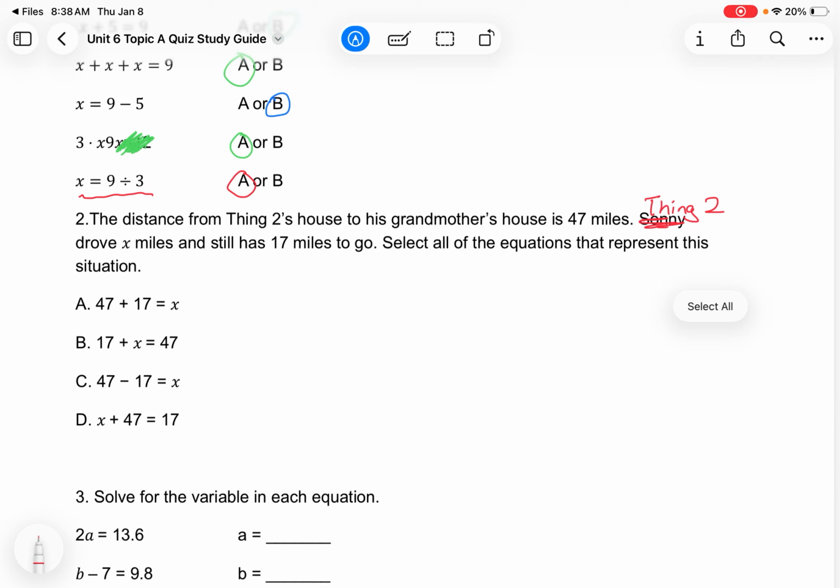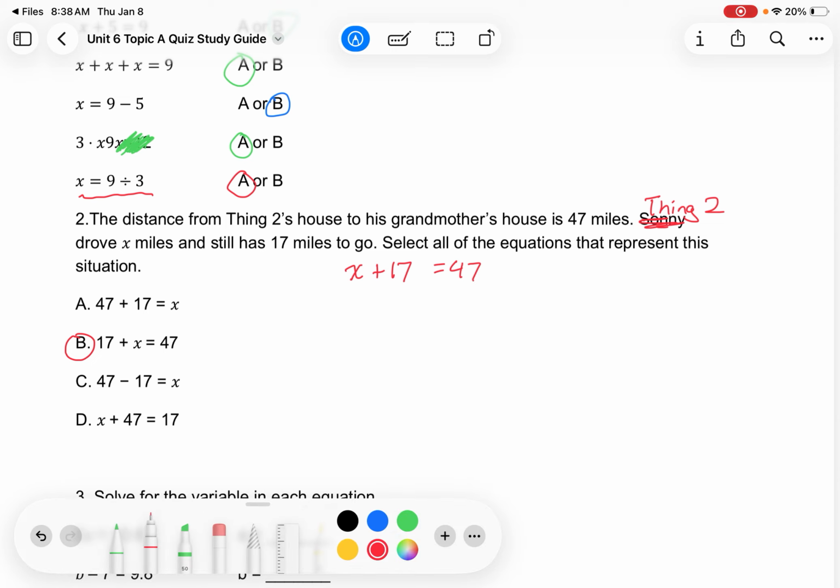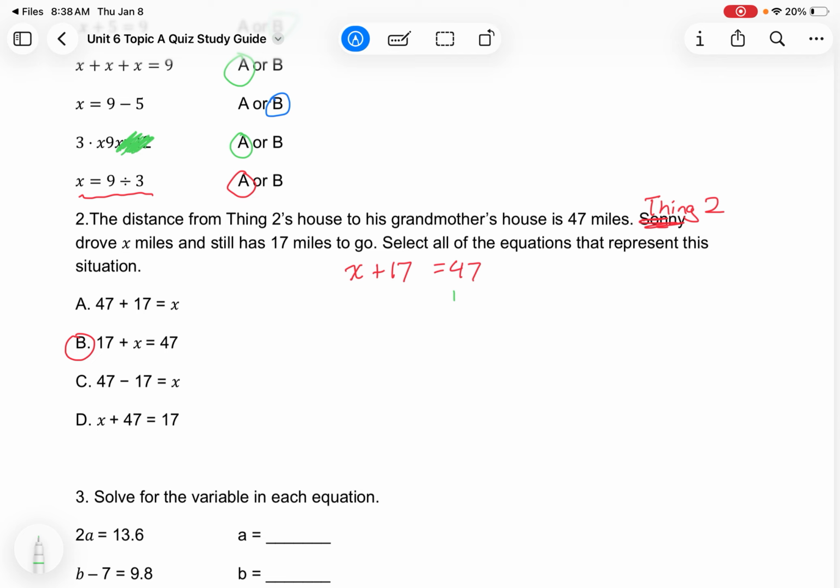Thing 2 drove X miles and still has 17 miles to go. Well, we know that the total is 47 miles. They went X and still have 17. So X plus 17 is 47. So there's B. Now, if we use a little bit of common sense, well, X has to be 30. Because if I subtract 17 here, I get 30. 30 plus 17 is 47.